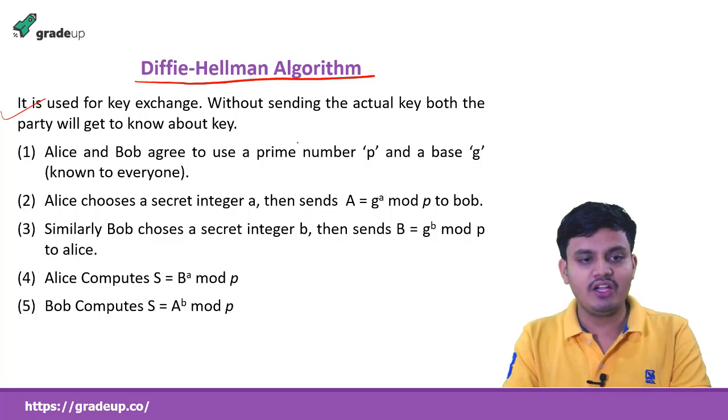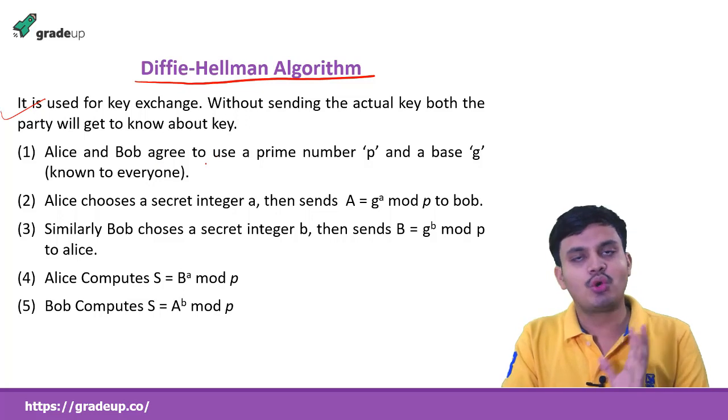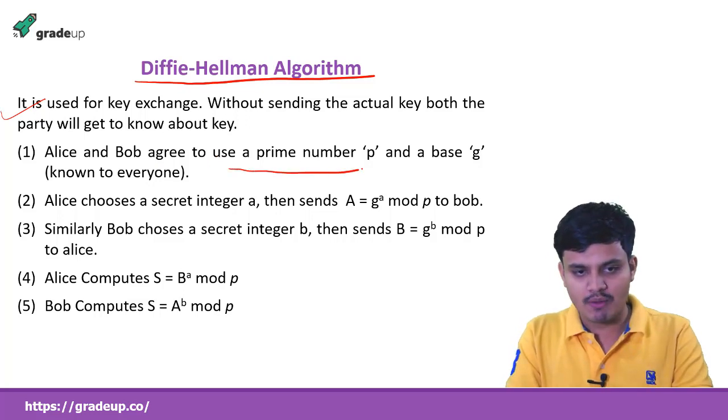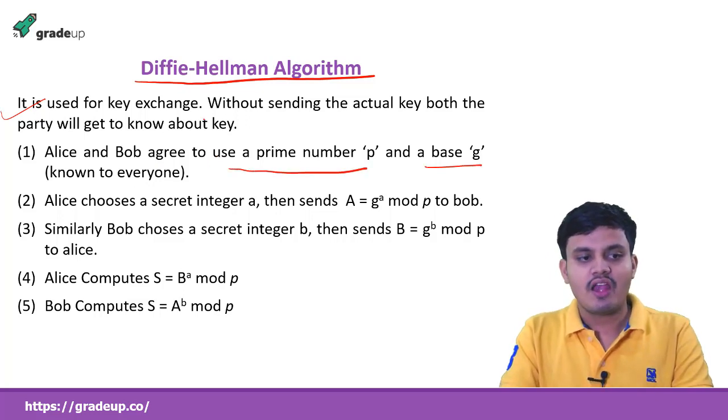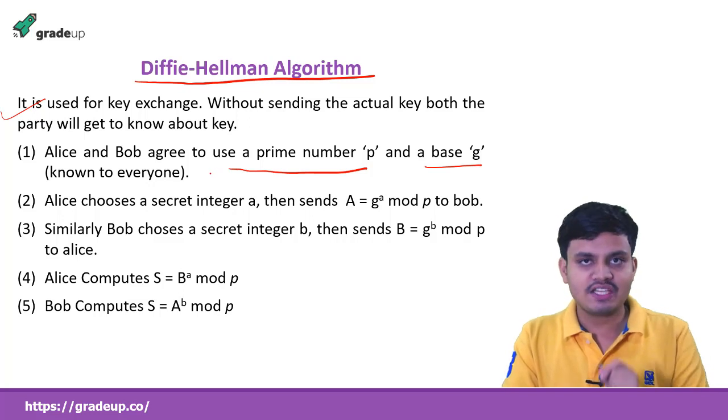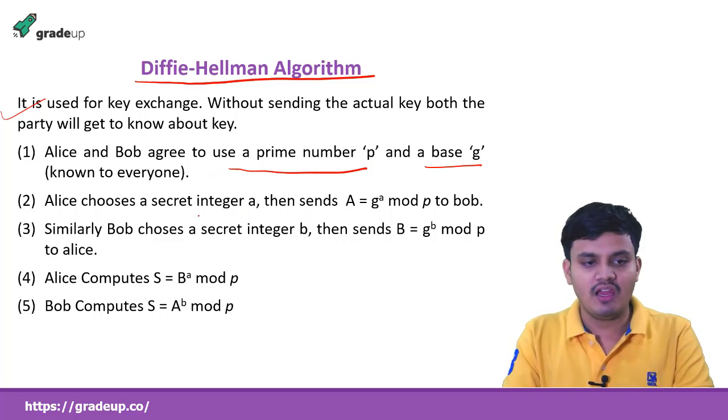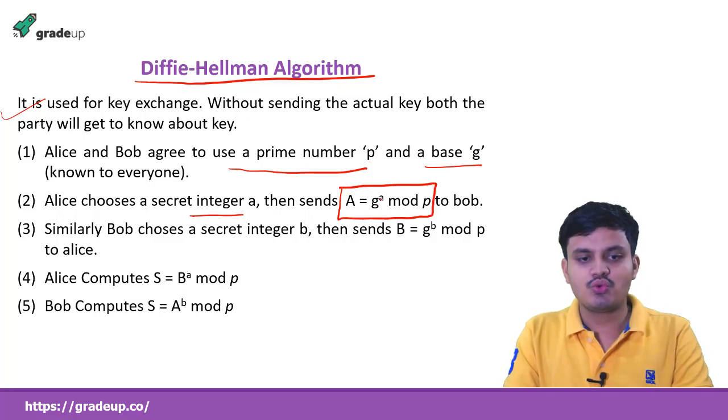Alice and Bob agree to use a prime number p and a base g. That will be known to everyone. Now what is Alice going to do? Alice is going to pick a random number a, and then she is going to send to Bob A is equal to g power a mod p.